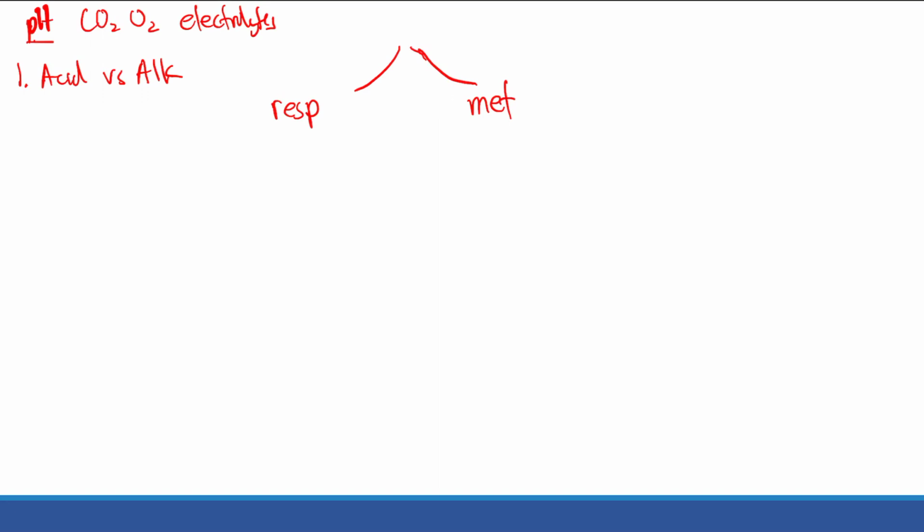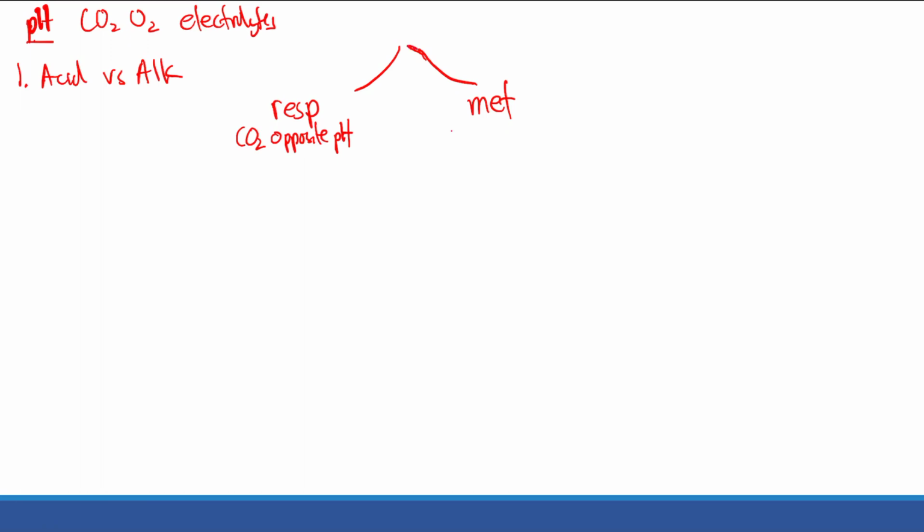Remember that in a respiratory problem, you would see the CO2 go in the opposite direction as the pH. Let me write opposite. For example, if you have a respiratory acidosis, that means the pH is low, and the CO2 would be increased. So if you have increased CO2 and decreased pH, they're opposite. So you know it's a respiratory problem because it's opposite, and you know the pH is low, so it's an acidosis, so it's a respiratory acidosis.